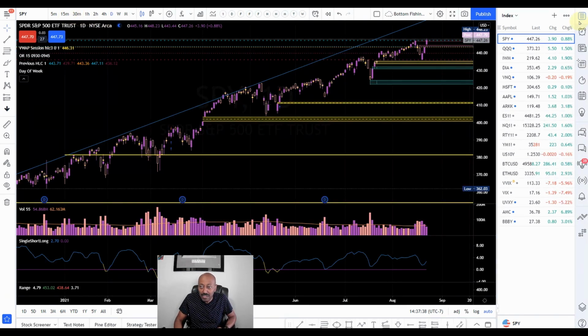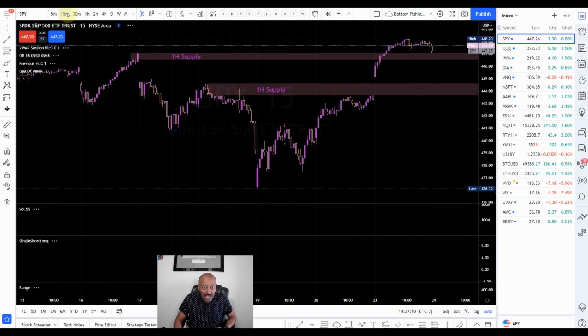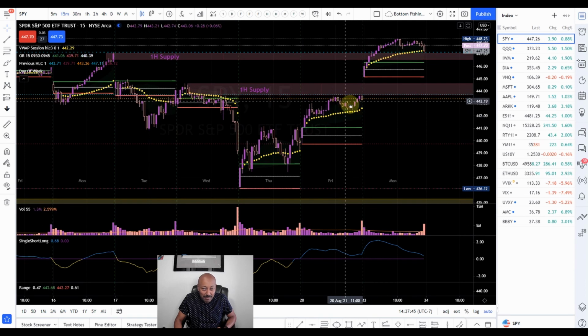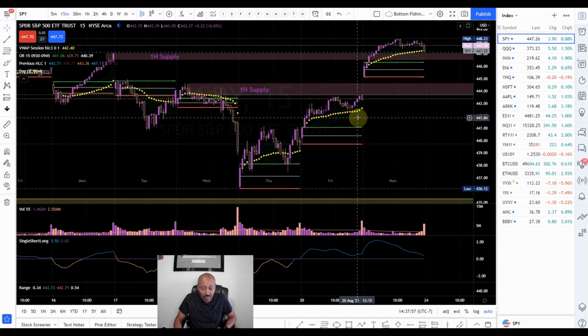So when I'm looking at that, I am not going to say, hey, I'm at this supply zone, let me enter short, right? On Friday, we failed to go to the supply zone. Not only did we fail to go there, but when the price pulled back from there, it did not even go below VWAP, right? It was a very, very shallow pullback.